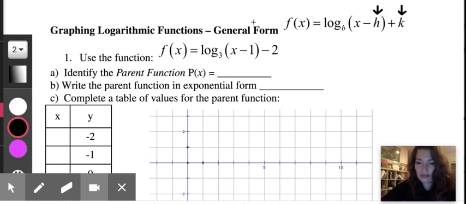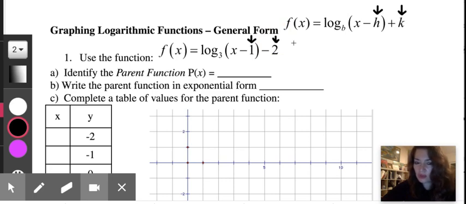So let's look at the function we want to graph. We have f of x is equal to log base 3 of x minus 1, minus 2. So in parentheses, the x minus 1, our h right here is 1. So that means the graph will shift 1 to the right. And then our k value here is -2, which means the graph will shift 2 down.